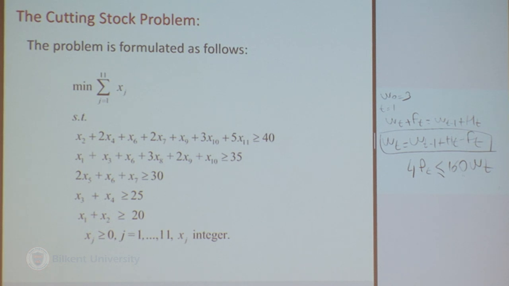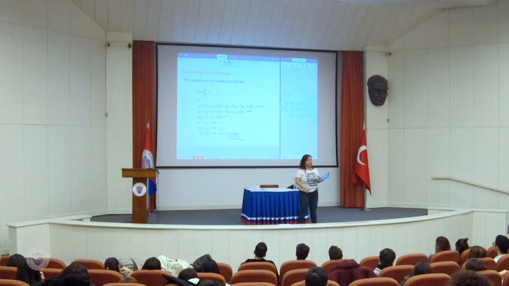This is what it is then. Minimize the total number of rolls for each pattern, x1 up to x11, because x1 says the number of rolls you cut in pattern 1, and so on for pattern 2, and you have to satisfy your constraints. You have to make sure that the demand is satisfied. Again, it's integer because you cannot cut half of a pattern. It doesn't make sense. Clear? Any question?